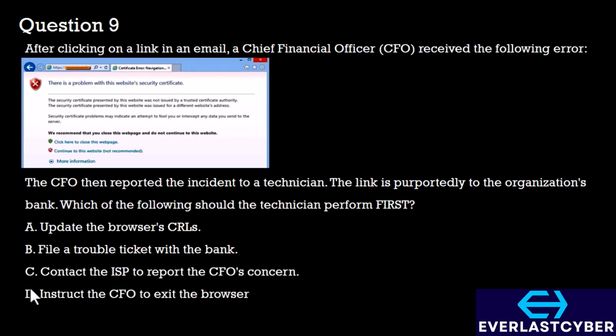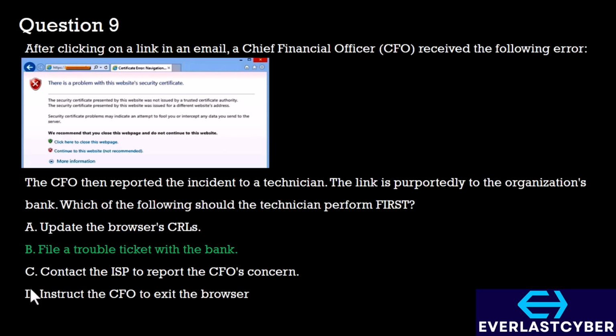Option C, contacting the ISP to report the CFO's concern. It may be necessary if there are broader connectivity issues. However, verifying the legitimacy of the bank link through direct communication with the bank takes priority. Option D, instructing the CFO to exit the browser. It might be a precautionary step if there are no concerns about any ongoing security risk, but verifying the validity of that link and reporting it to the bank is more important and should be the immediate action to take. So we'll be going with option B, filing a trouble ticket with the bank.